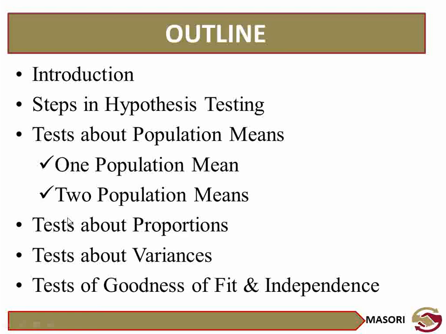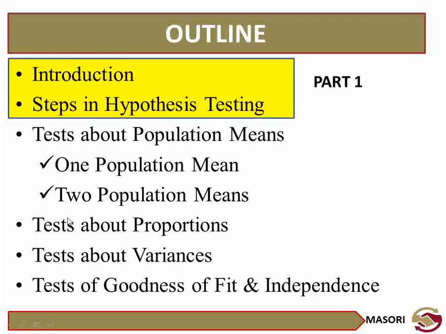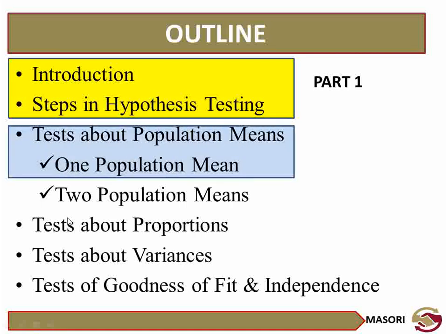Now, to ensure that you follow through easily with this unit, the sessions are split into 8 parts. The first part, which will be the continuation from this same recording, will cover the introduction as well as steps involved in conducting hypothesis testing. Part 2 and Part 3 will look at tests about population means, specifically one population mean. So we will describe the tests regarding population means and then move on to one population mean with examples.